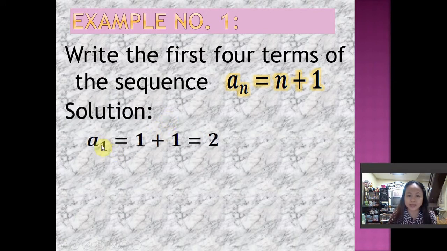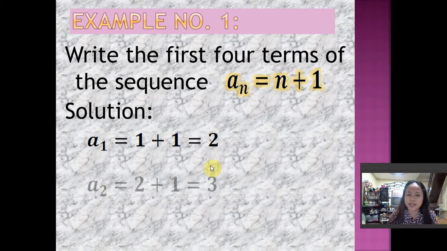First term, that is denoted by a sub 1 since it's the first term. So our n here will be replaced with 1. Our n here again will be replaced with 1. And then copy plus 1. So 1 plus 1, that is 2. Therefore, our first term is 2.